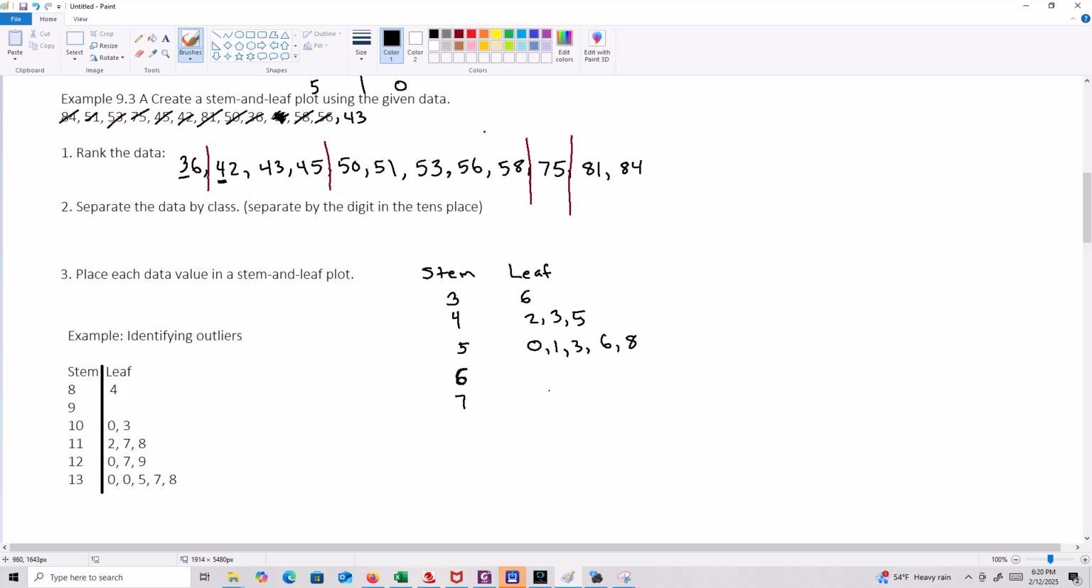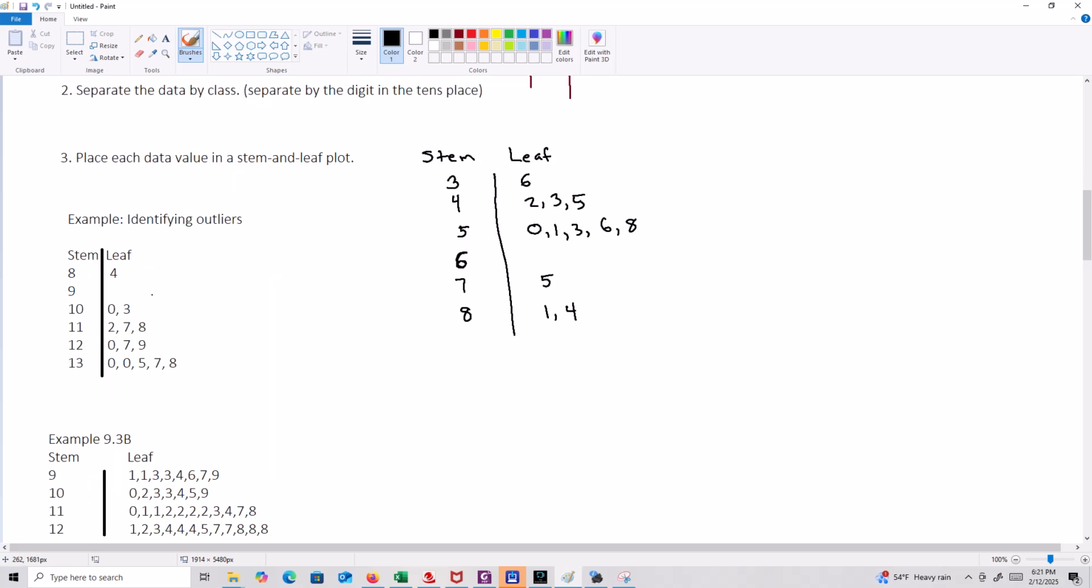Then I move on to 7, and it has a leaf of 5. And then the next class is 8, and it has the leaves of 1 and 4. Then you separate the stem and the leaf with a line. All right, so that wraps up that example. We have 2 other quick examples to look at.